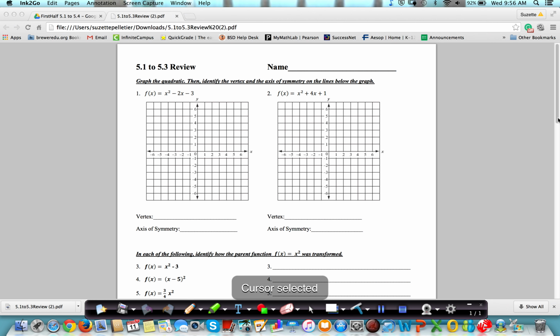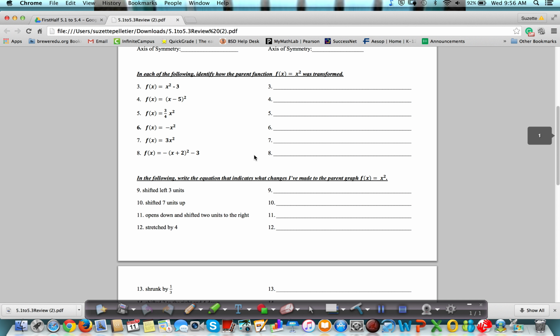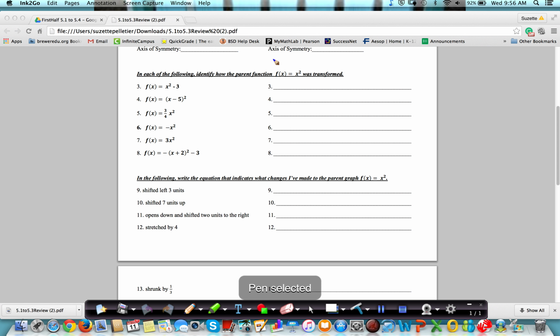So in the next section, it says, in each of the following, identify how the parent graph was transformed. So basically I'm saying, here's your parent graph, f of x equals x squared. I want to know what is happening. How is it moving? That's what this means. How did the parent graph move? That's essentially what I'm asking you. So here's my parent graph x squared, and I'm subtracting 3. That means that my parent graph moved down 3.